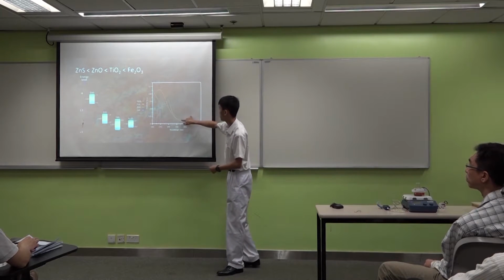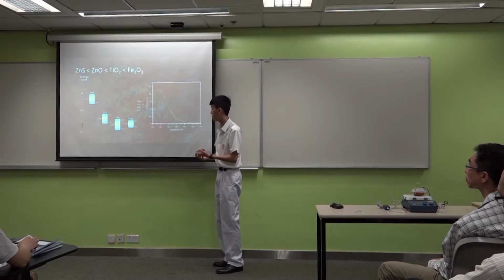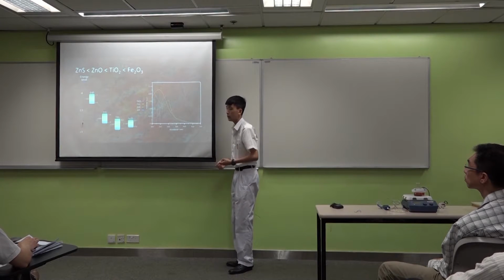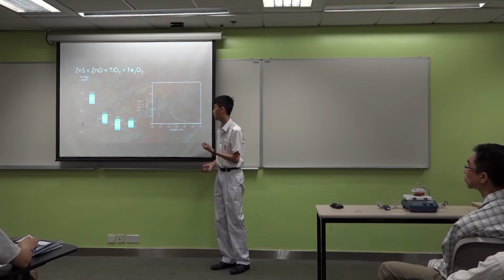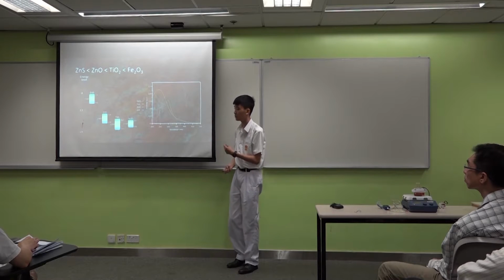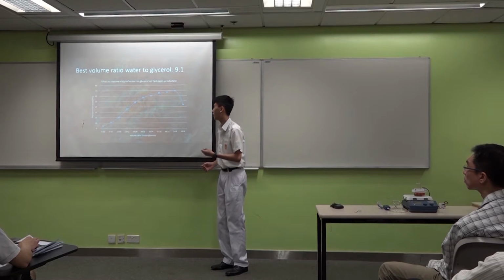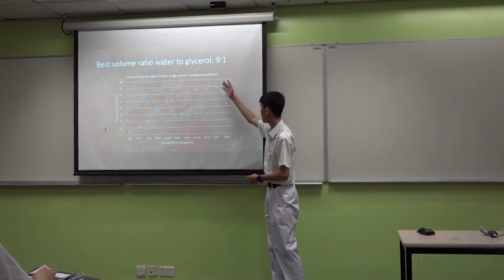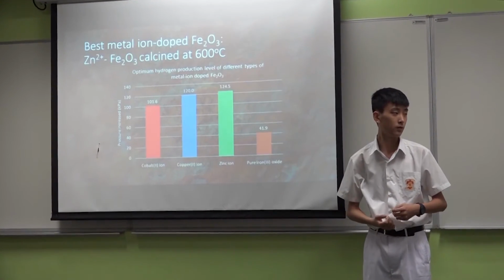And according to the absorption spectrum, it has a wide absorption spectrum as well as a very high absorption peak. It can also absorb up to 500 nanometers of light, which is part of visible light. So we think that this is the reason why iron peroxide is better than the rest of the catalysts. In the second experiment, we tried to find out the best volume ratio of water to glycerol, and we found that 9:1 is the best volume ratio between water and glycerol.